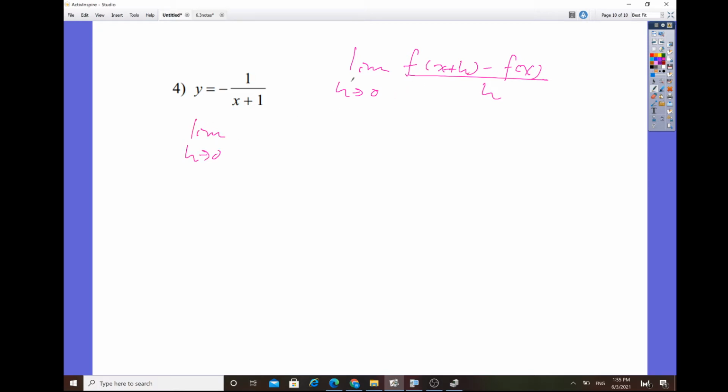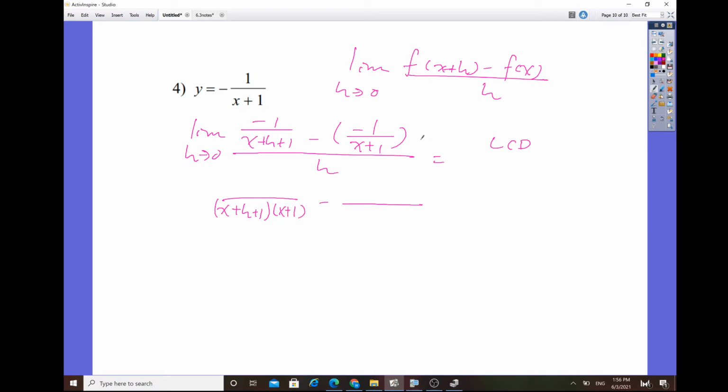So f of x plus h, for this rational function, would be written as negative 1 over x plus h plus 1, minus f of x, which is the original function itself, and then all over h. This one you can simplify. And then the next step here, you want to find the least common denominator. The least common denominator would be x plus h plus 1 times the quantity x plus 1. So make sure that you know how to convert those rational expressions to the least common denominator form.